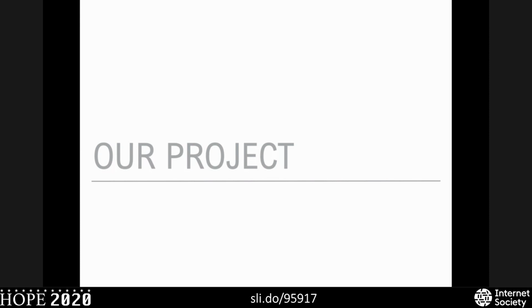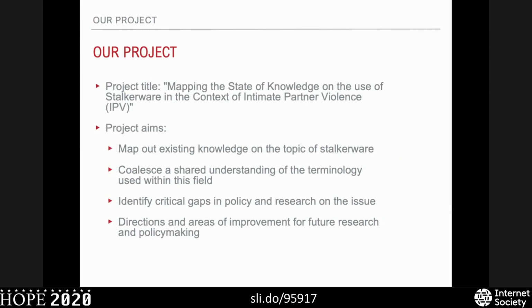The title of our project as it stands is Mapping the State of Knowledge on the Use of Stalkerware in the Context of Intimate Partner Violence. Our project aims to map out the existing knowledge base and the state of research on the issue of Stalkerware. And specifically, our project aims include coalescing a shared understanding of the terms used and identifying critical gaps in past and ongoing research and policy, both of which may show the trajectory of this field and areas of improvement.